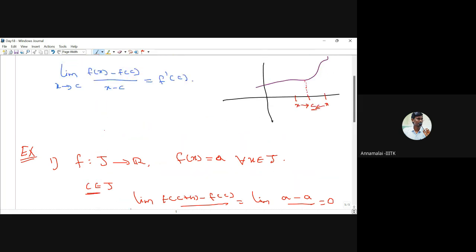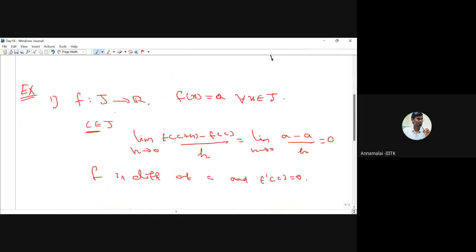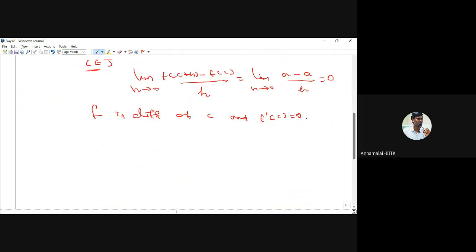So we know the epsilon delta definition for this limit also, right? So we can use that also. Okay, so next example: if you take any linear function, f is a function from J to R defined by f of x equals ax plus b, where a, b are some fixed numbers in R.